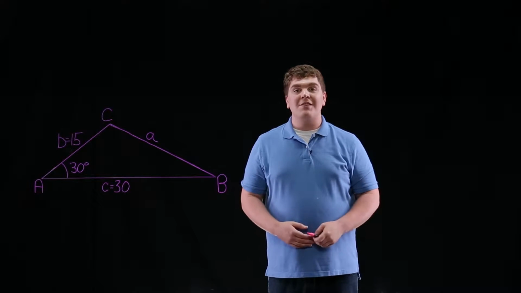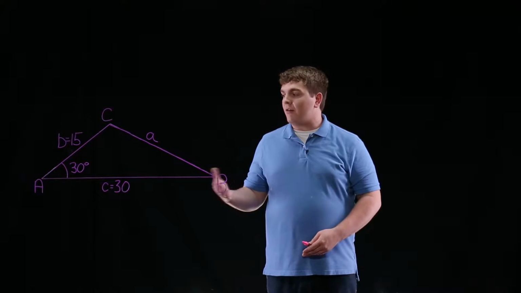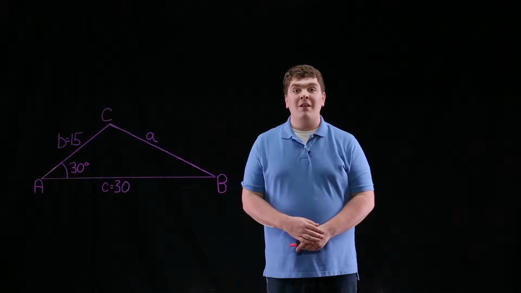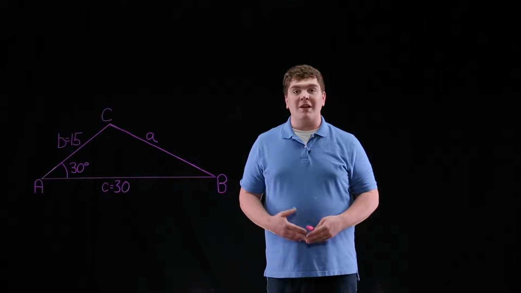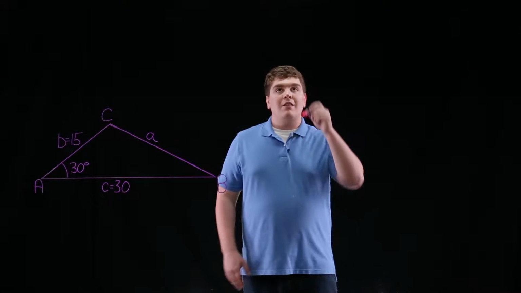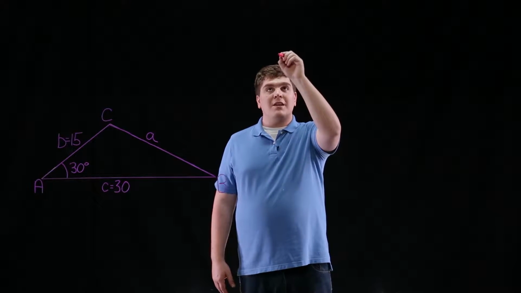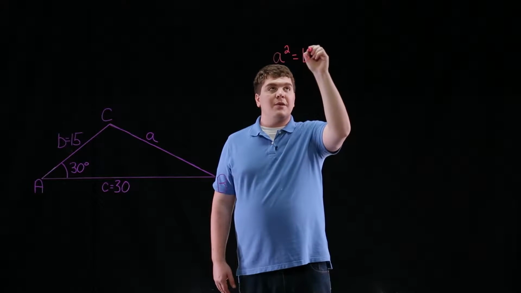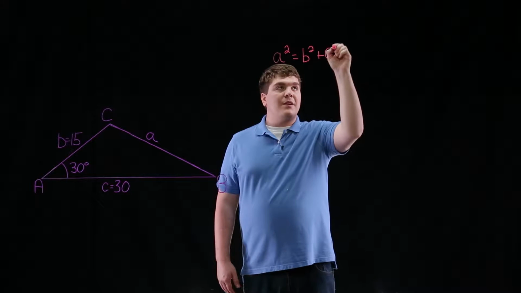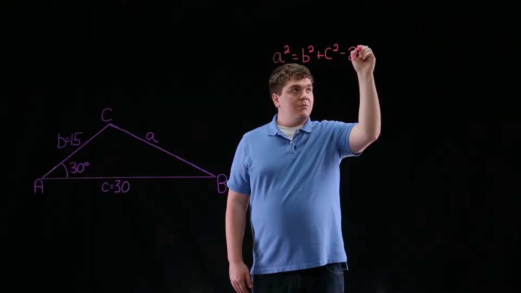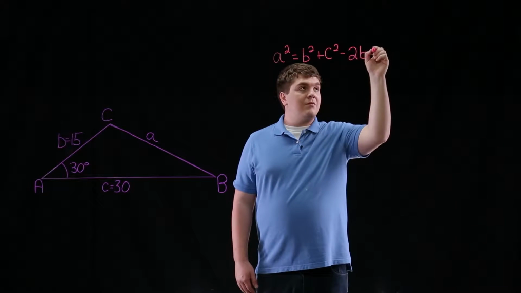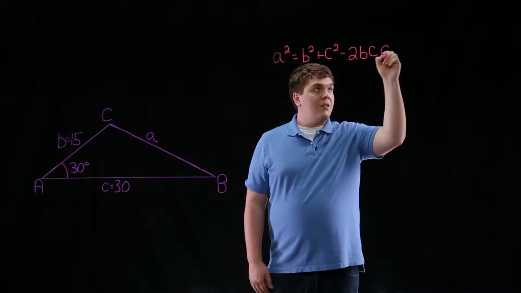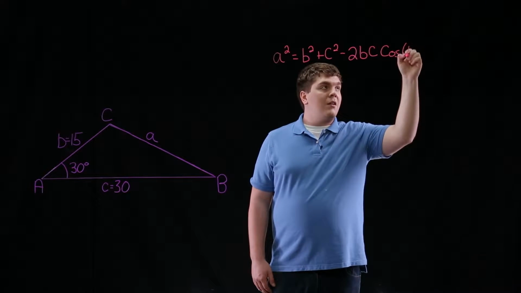For this problem, we're asked to use the law of cosines to solve this triangle. Let's begin by using the law of cosines to find a. Let's recall that the law of cosines states that a squared is equal to b squared plus c squared minus 2 times b times c times the cosine of A.